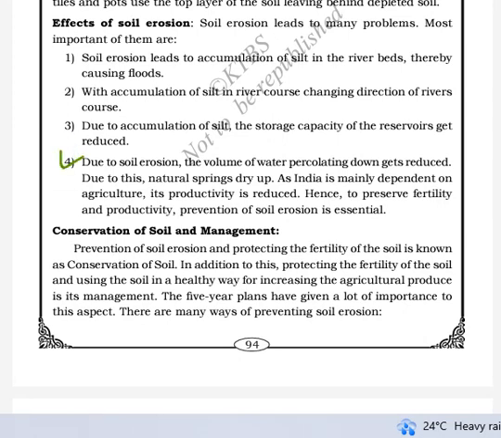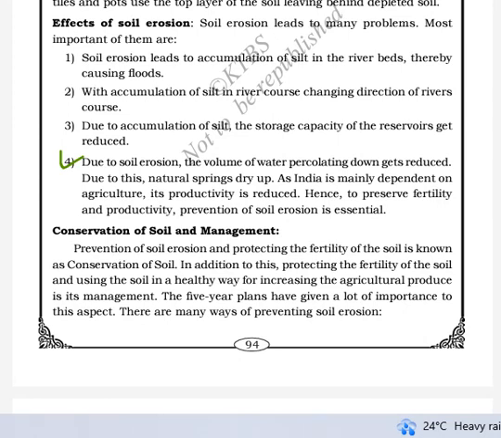Fourth point, due to soil erosion, the volume of water percolating down gets reduced. Due to this, natural springs dry up. As India is mainly dependent on agriculture, its productivity is reduced. Hence, to preserve fertility and productivity, prevention of soil erosion is essential.